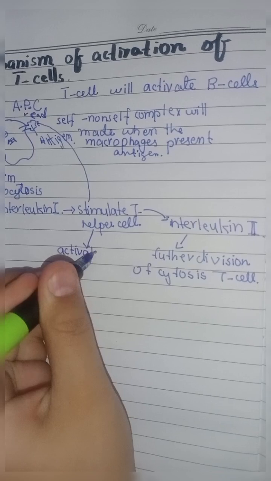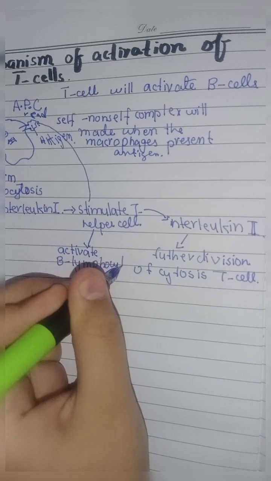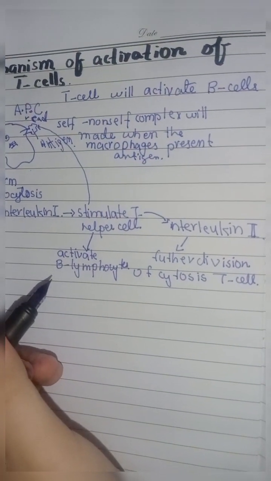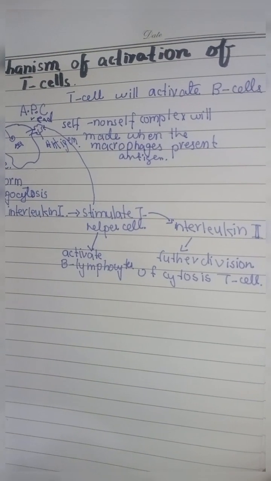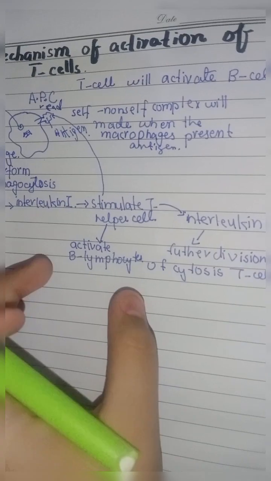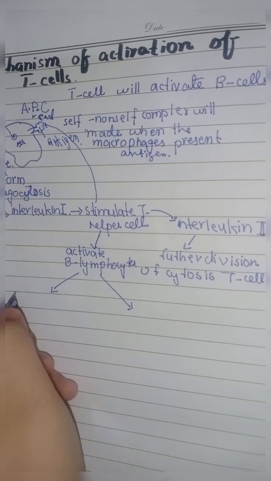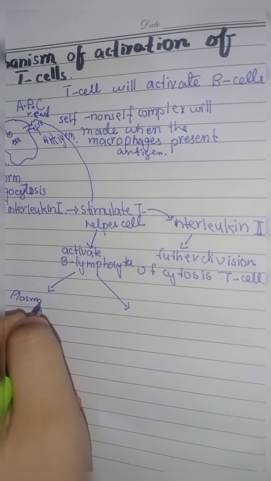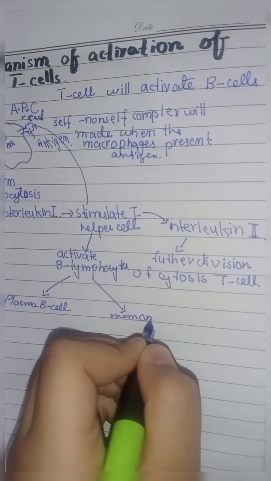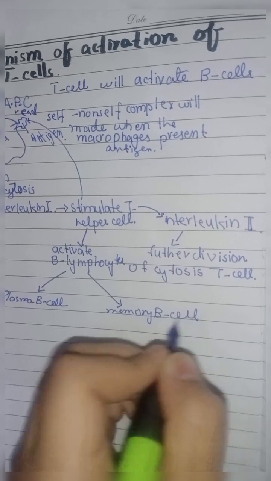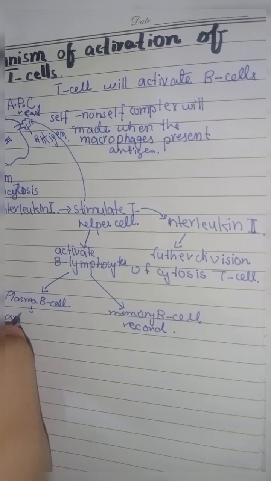Here the stimulated helper cell will also activate the B lymphocytes, and it will also proliferate divisions of different T cells. After activating the B lymphocytes, as I told you, they will divide into two types. The first one is plasma B cells, the second one is memory B cells. Memory cells record which antigen came. The antibodies will be made here.